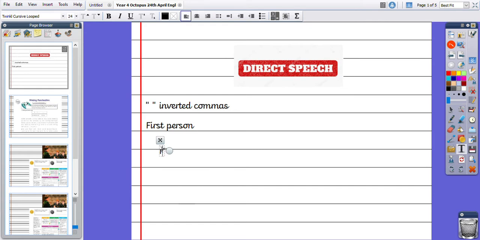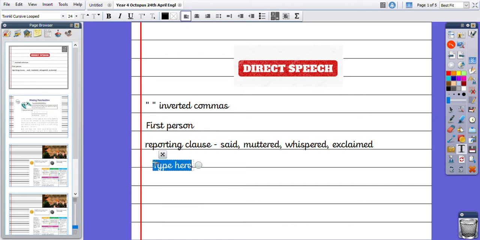We need to have a reporting clause that tells us who is speaking. So we may use the word said. Can we use the word said? We need to make sure we up-level it. We could use muttered, whispered, exclaimed. There are lots of synonyms to use instead of said. Remember that said is dead. We also need to use a comma after the reporting clause.